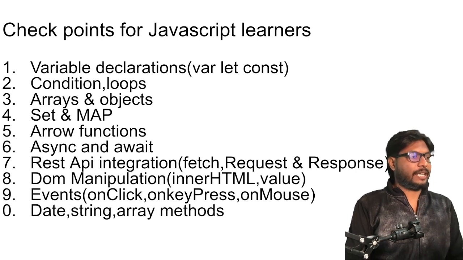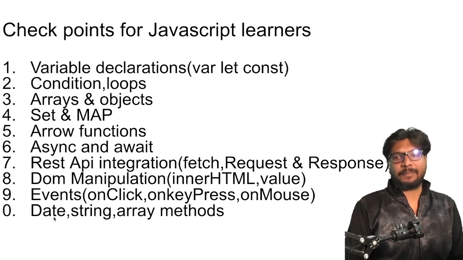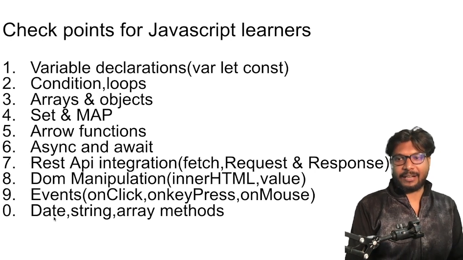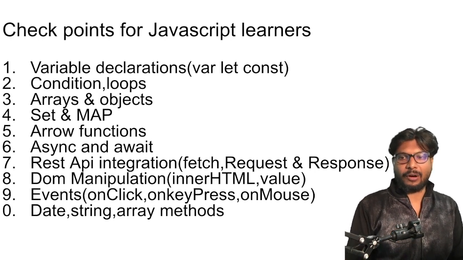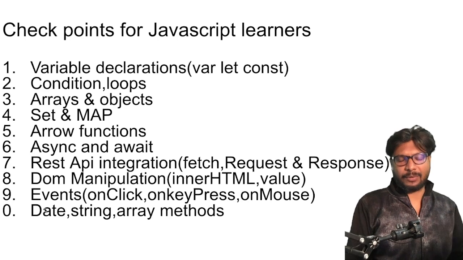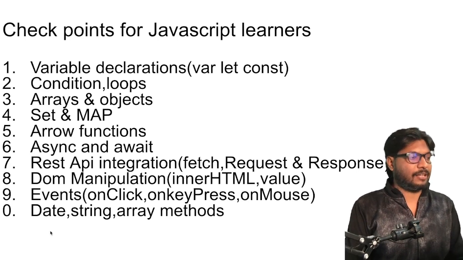Next, date functions, string methods, and array methods. These are all the default methods available in JavaScript. Date methods mean accessing and getting the current date, or by passing some value, how it will work, like after 10 days what type of date it will be, what day it is, and how we can subtract two dates. All these things are available in the date.